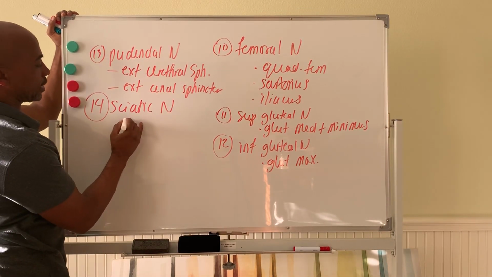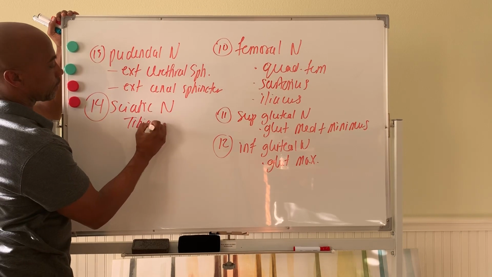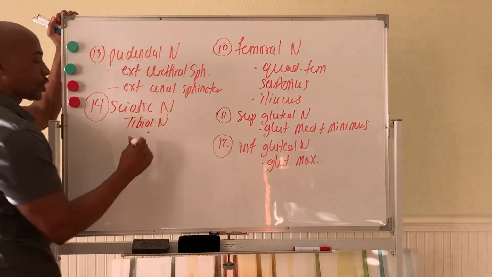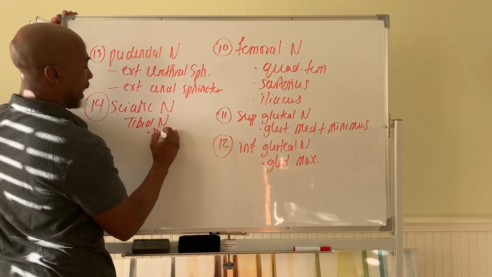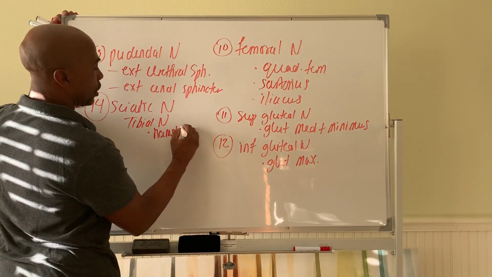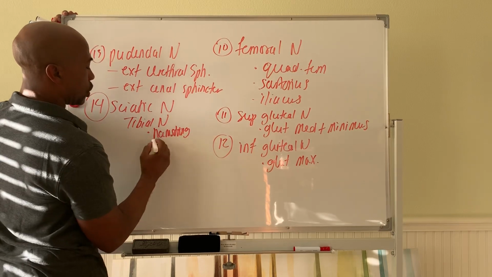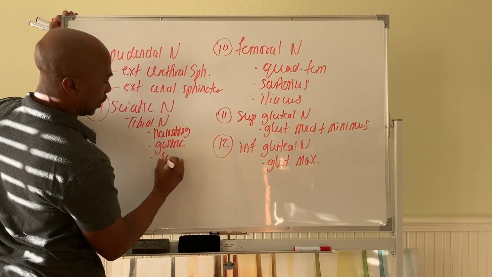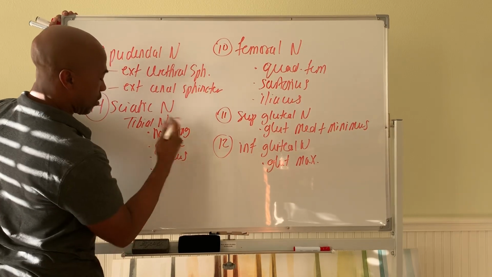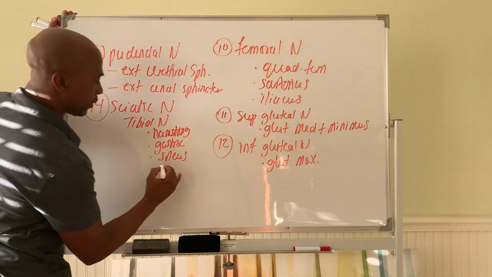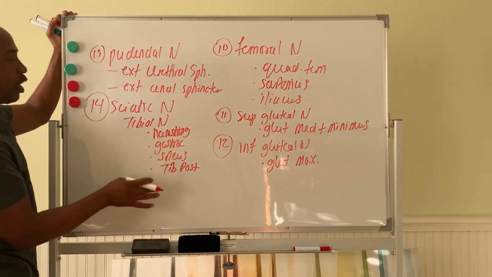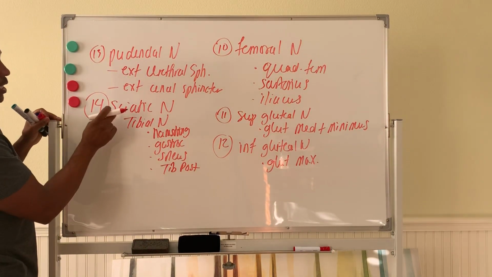There's a part called the tibial nerve. That tibial nerve controls the entire back of the lower limb. So it controls the hamstring muscles back there, controls your gastrocnemius, your soleus, your tibialis posterior. All these muscles back here are controlled by the tibial nerve off the sciatic nerve.